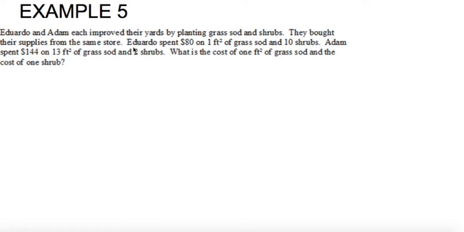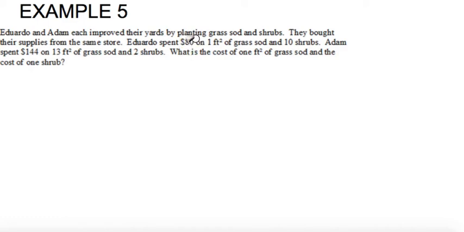Example 5, solving the system in a word problem form. So first thing we want to do is read the problem. Eduardo and Adam each improved their yards by planting grass, sod, and shrubs. They bought their supplies from the same store. Eduardo spent $80.